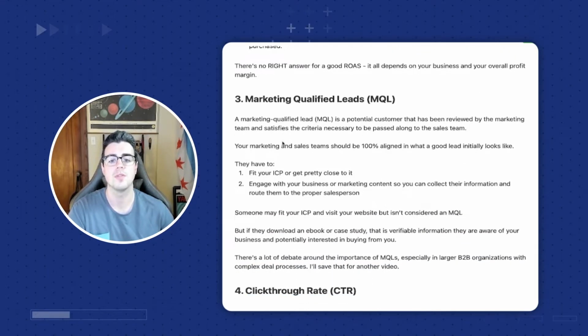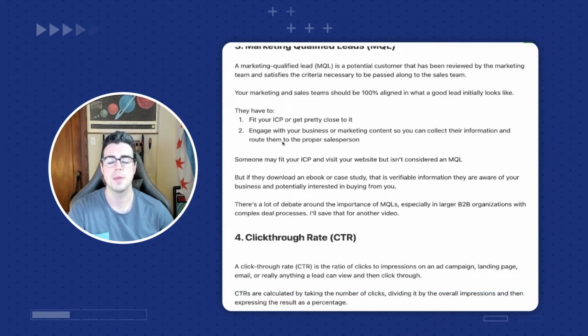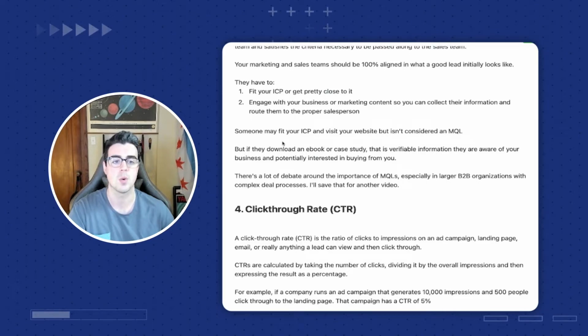Third, marketing qualified leads. A marketing qualified lead, or an MQL, is a potential customer that has been reviewed by the marketing team and satisfies the criteria necessary to be passed along to the sales team. Your marketing and sales team should be 100% aligned in what a good lead initially looks like. So one, they may have to fit your ICP or your ideal customer profile or get pretty close to it. And two, they should engage with your business or marketing content so you can collect their information and route them to the proper salesperson.